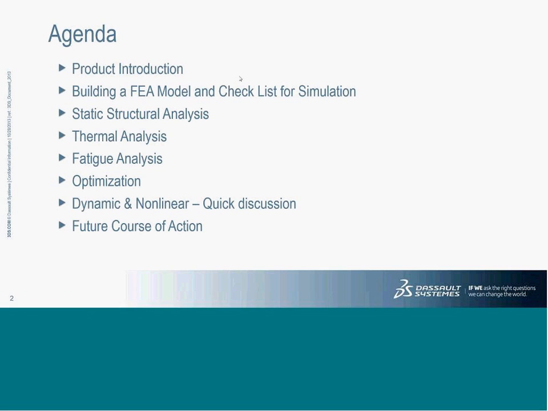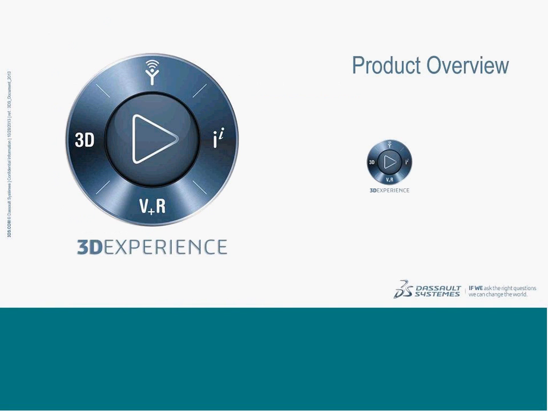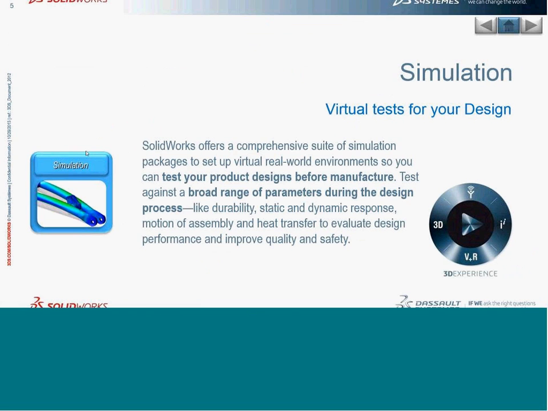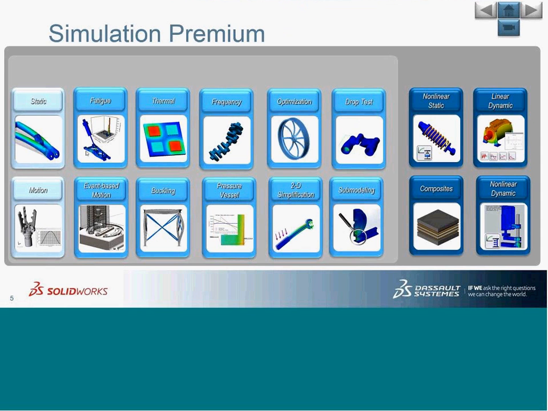First of all, as I told you, the product overview: we'll have a quick understanding of what exactly simulation is and what its capabilities are. What I'm going to cover today is simulation. If I dissect the different capabilities, features and applications of this product, I initially covered a few things like static, fatigue and thermal. We will look at them in more detail today. But if I have to give a quick overview in the next 10 minutes, this is the way I would do it.